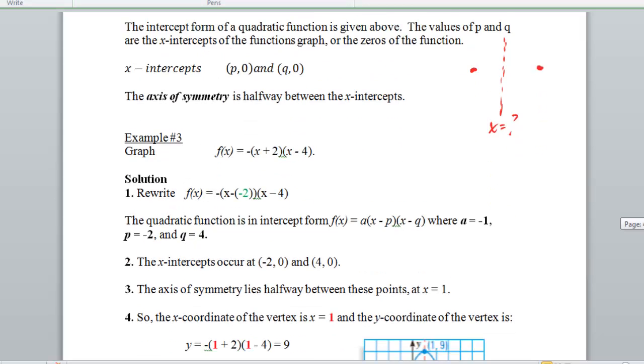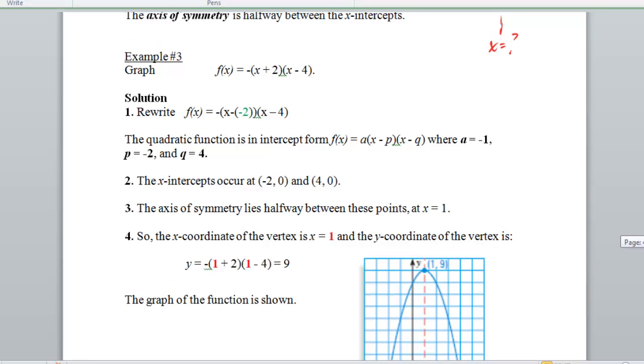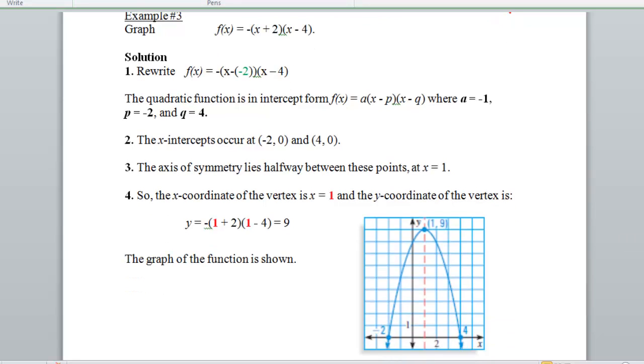And so you can see here in example problem number 3, we're given x plus 2 and x minus 4. Of course, the negative in front tells me that it's going to be opening downward, so I have a visual idea of what the graph should look like. And then we can simply find our P and Q values and create x-intercepts. You can see here we have negative 2, 0 and 4, 0, and of course we can simply plot those on the x-axis.